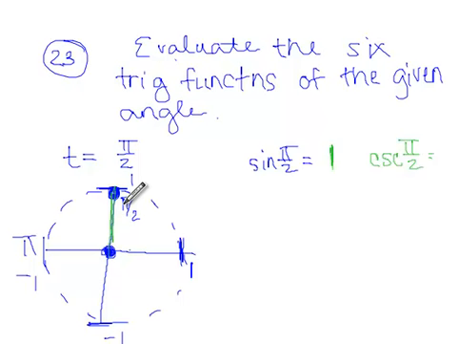So, I mean, since we had this right here was 1 over 1, basically, then the cosecant would just be the reciprocal of that. It'd be whatever this is, 1 over 1, which is, again, just 1. Okay, let's look at cosine.